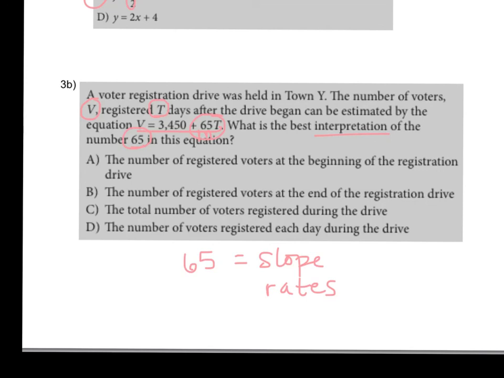So if we look through these choices, the number of voters registered at the beginning is the 3450. The plain number is your starting number. The number of voters registered at the end would be what you get for your total. That'd be what V is, so it's not that. Total number of voters registered during the drive would be every day. It would be just that part. But the number of voters registered each day, every day, it looks like 65 voters registered. So in this case, D is the correct answer. That keyword, each day, should help you realize that that's the one that gets multiplied by the variable.